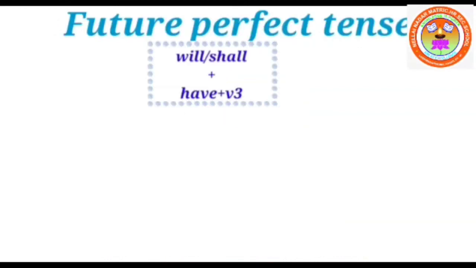Then the next tense is future perfect tense. For future we have to use will or shall have. For perfect we have to use the past participle. So the structure is will or shall have plus V3. So let us see the example.